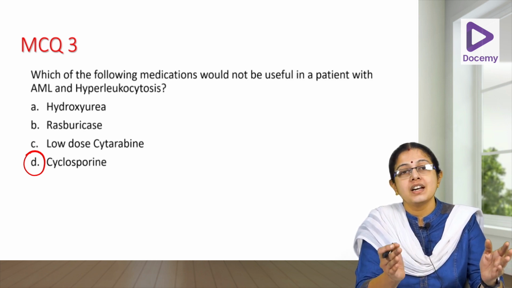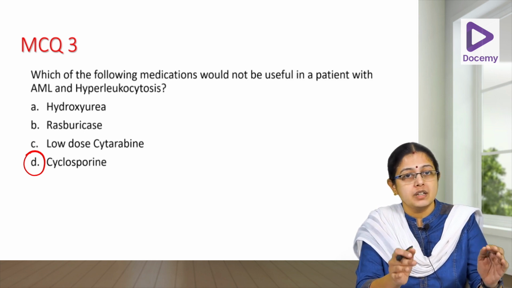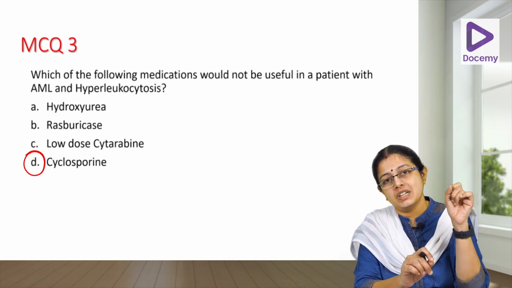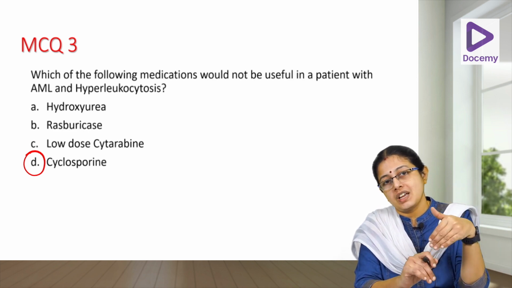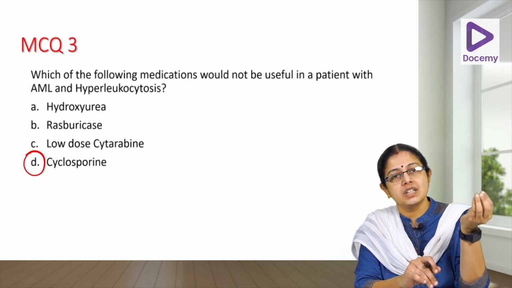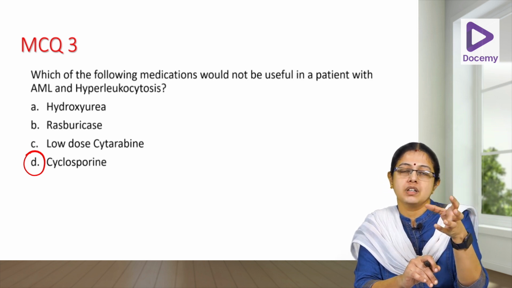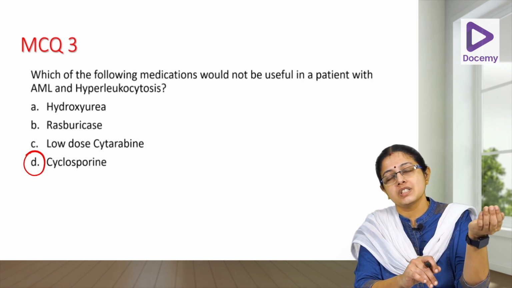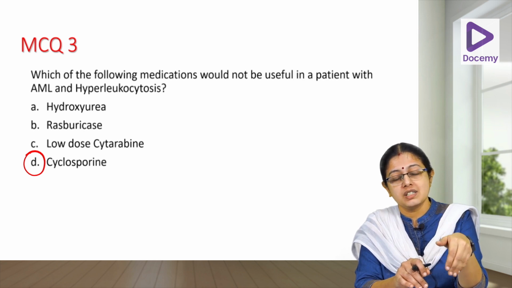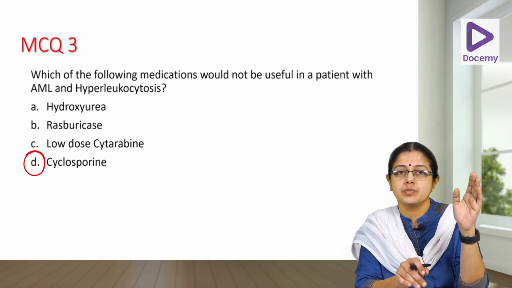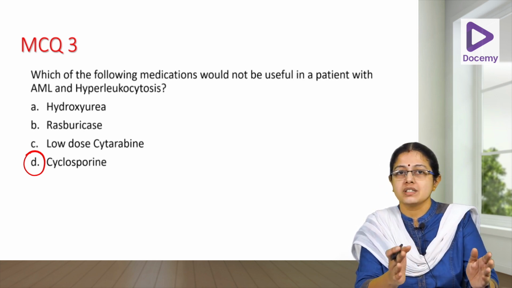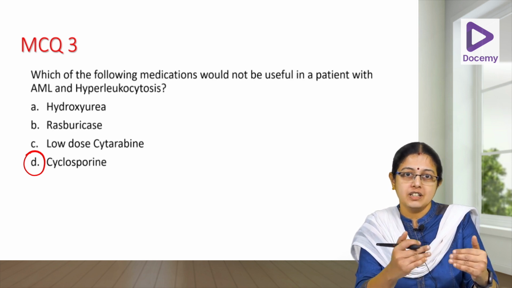Hydroxyurea is a myelosuppressive agent, so it will be useful in a patient who has hyperleukocytosis. What is rasburicase? Rasburicase is the enzyme which cleaves uric acid. When you start treatment for a patient with hyperleukocytosis, the cells will be destroyed, and all the nucleic acid material which gets out of the cell will be digested by xanthine oxidase and form uric acid as an end product. So rasburicase will cleave already formed uric acid and help in preventing renal failure in the patient.